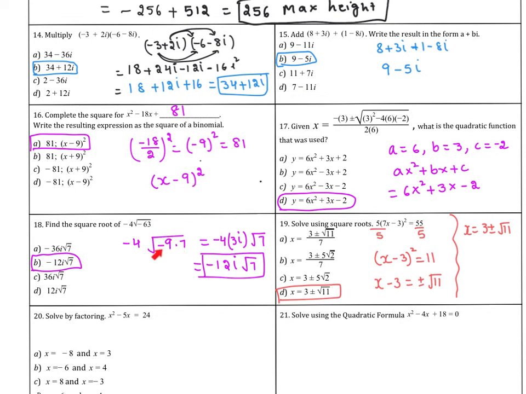For number 18, I'm breaking negative 63 as negative 9 times 7. Negative inside the root means that the i comes outside. So you're going to get here i. Square root of 9 is 3 outside. So you're going to get negative 12i square root 7.